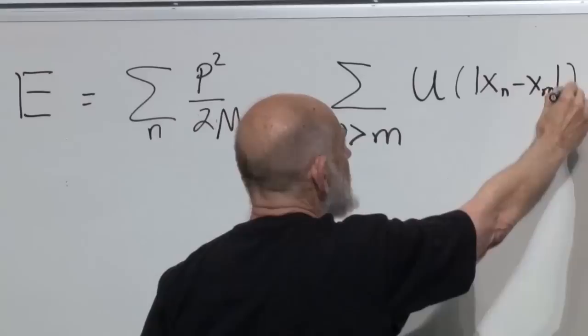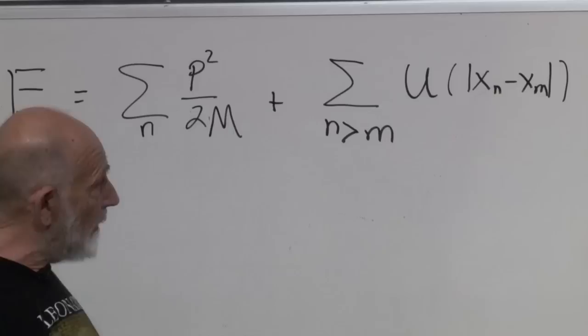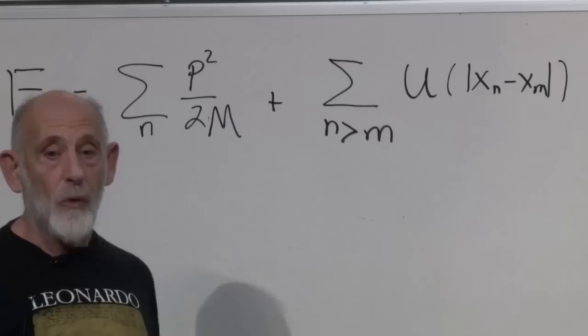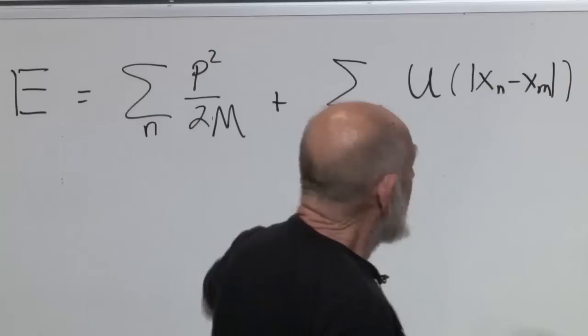And this means x_n minus x_m is the vector separating the nth position from the mth position. The absolute value means the distance itself. And the potential energy is a function of the distance between these two molecules. When we sum it over n greater than m, we add up all of the potential energy. So let's just call this U, U of x. But here's what it is.